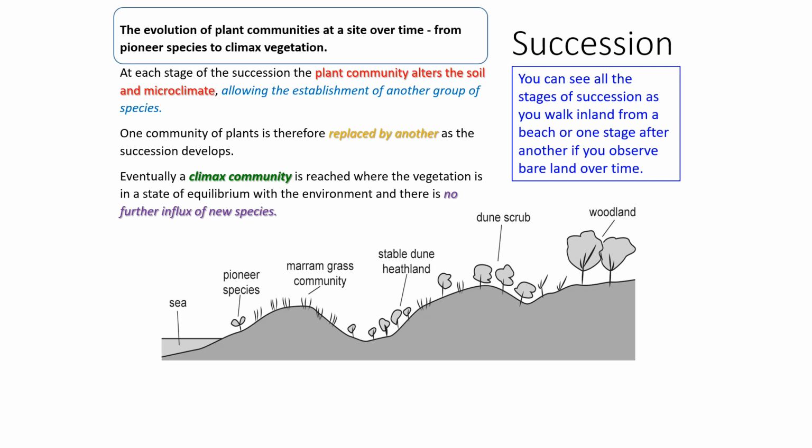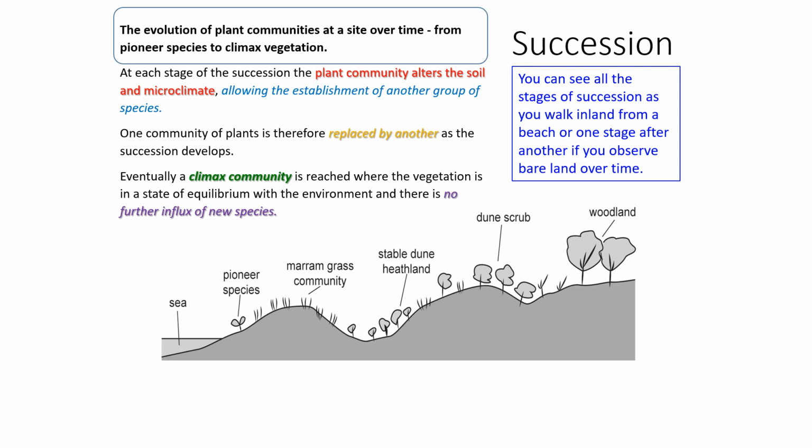So let's start with the definition of succession. Succession is the evolution of plant communities at a site over time from pioneer species to climax vegetation. Evolution means change in plant communities, and don't forget that communities are populations of different species which occupy a particular habitat. So we're talking about different plant species populations.